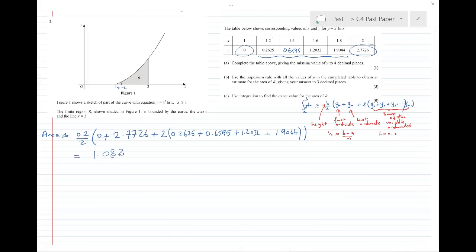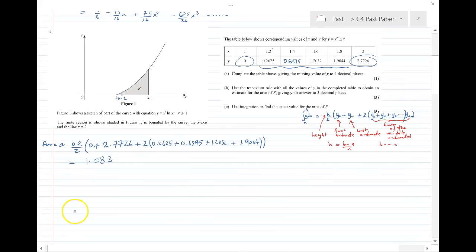Now we've got to do a bit of exact integration now. So we're basically integrating this expression between the limits 2 and 1. So we want to find the integral of x squared ln x dx between 2 and 1. Right, now this is a case where integration by parts is used. I'll just write up the integration by parts formula.